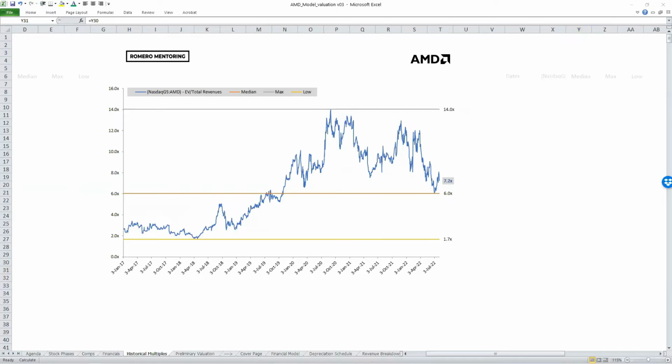And what I am illustrating on my screen on the blue line is AMD's sales multiple, okay? On the gray line on the top, this is their historical max multiple. On the yellow line is the low. And then on the orange line is my median. So the stock is currently trading right around the median.